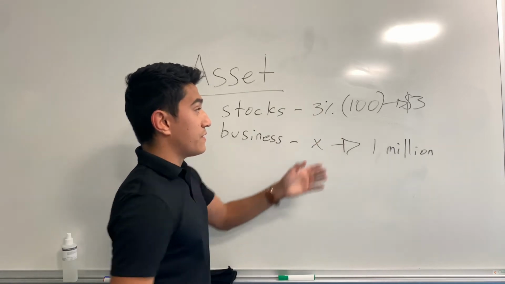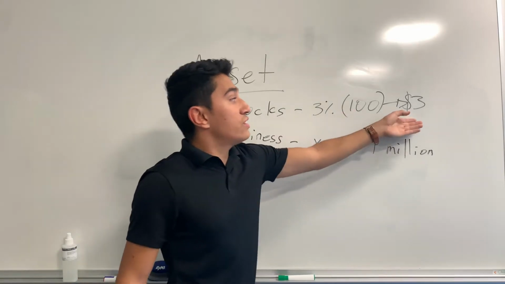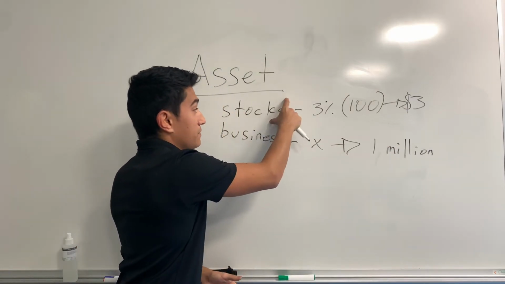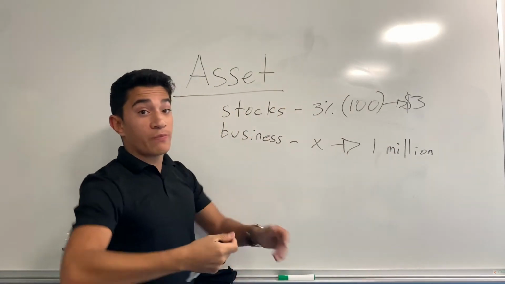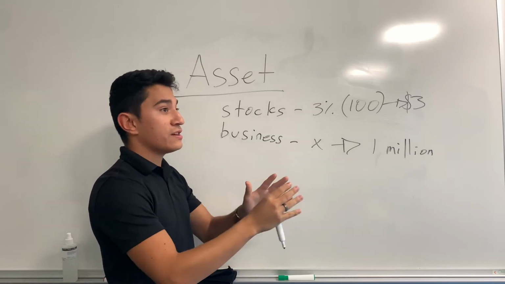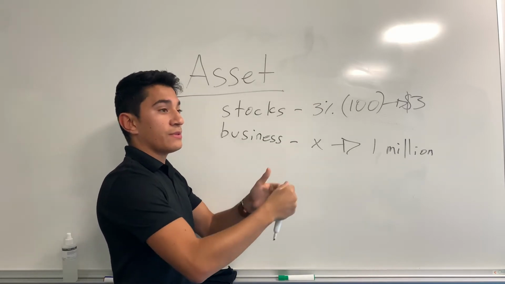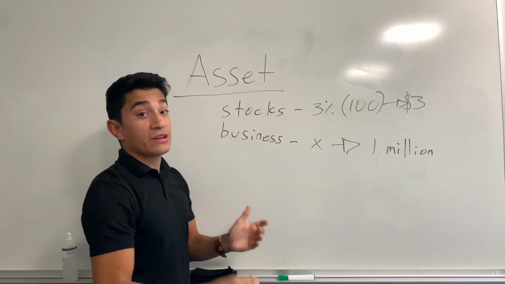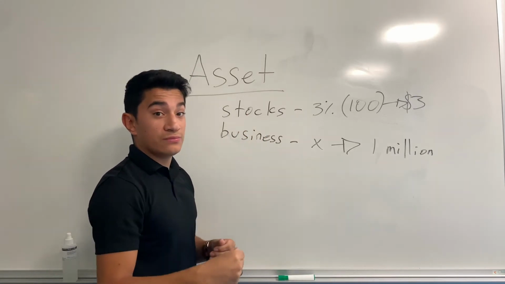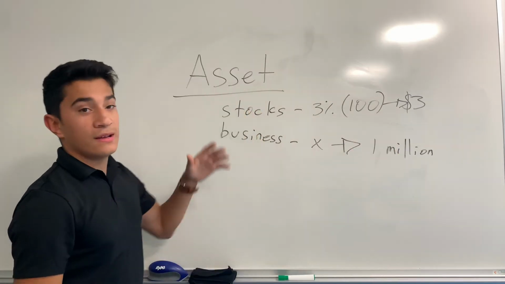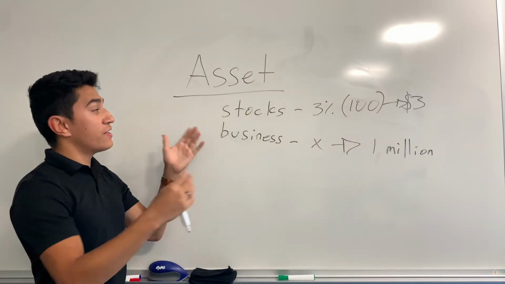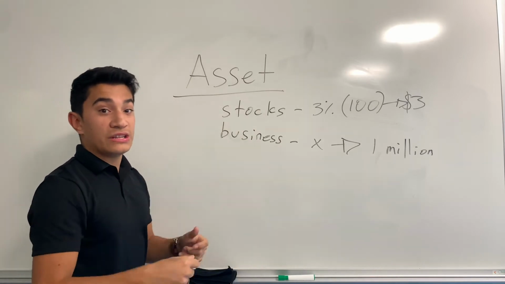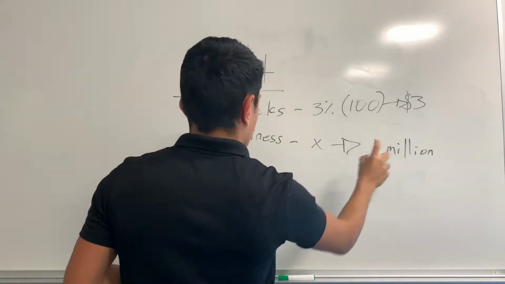Stocks, same thing. If we invest $100 and we get $3 per year, we know this asset is going to start producing an income, because an income is just something that makes money over a time period. So the stock is going to make us $3 of income within the year. So assets are things like stocks, businesses and bonds that return money into your pocket.